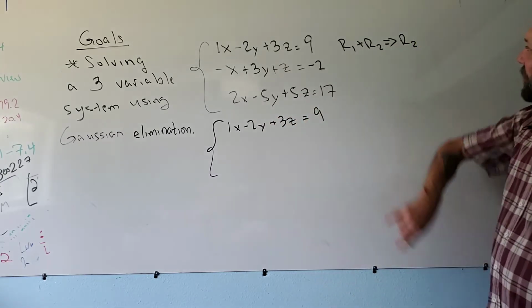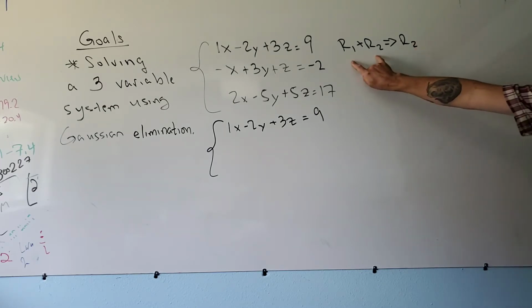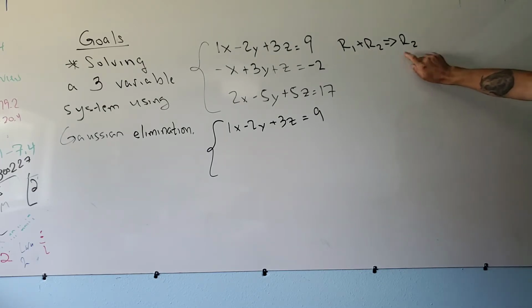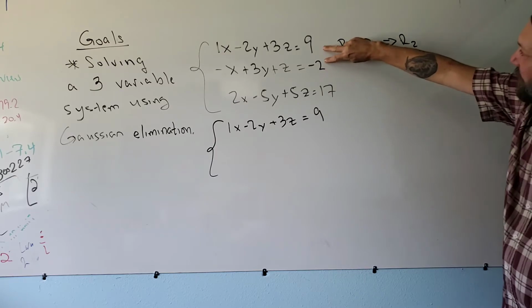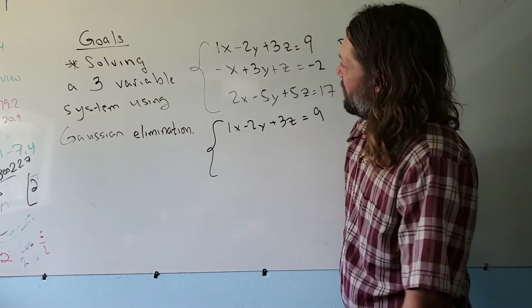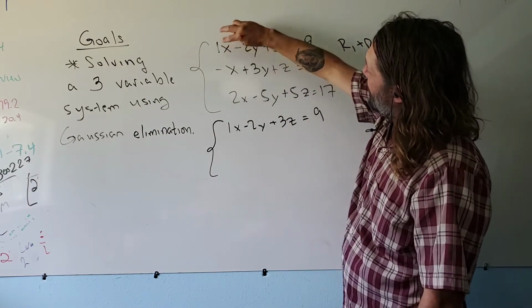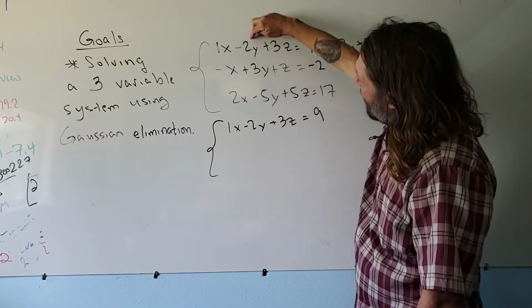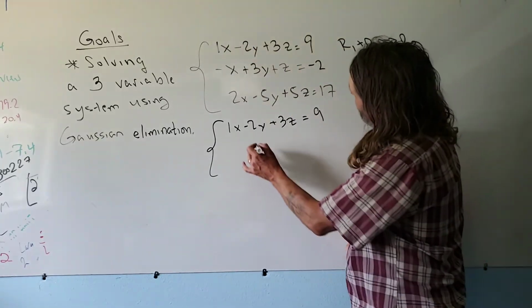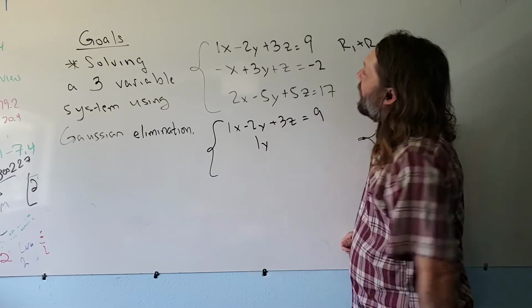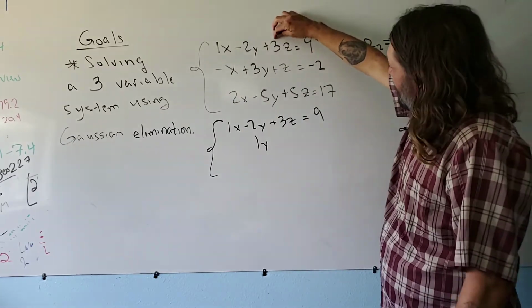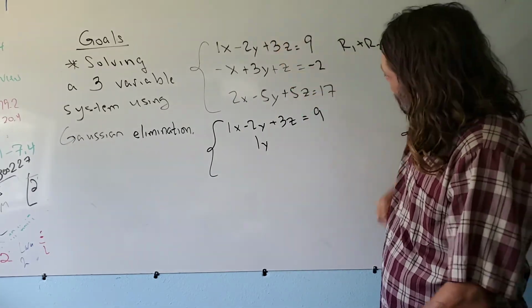All right, so now let's do this, because remember we're going to replace our existing row 2 with a new row 2 after we add row 1 to it. So I'm going to add these 2 equations together like Gauss showed us we can do. 1x minus x, there's no more x's. Minus 2y plus 3y, that becomes 1y. Plus 3z plus z, that's going to give me 4z's.